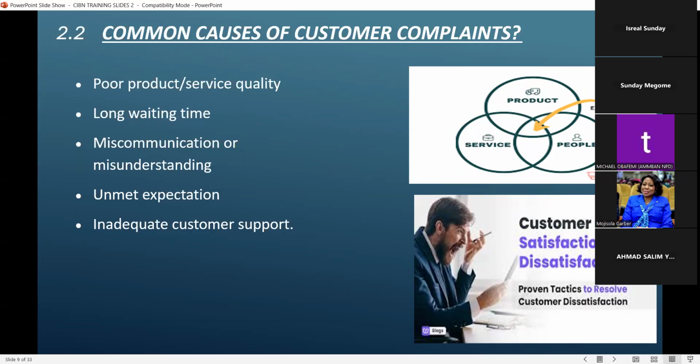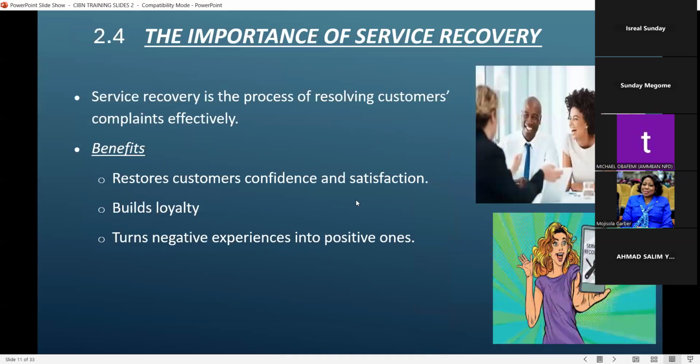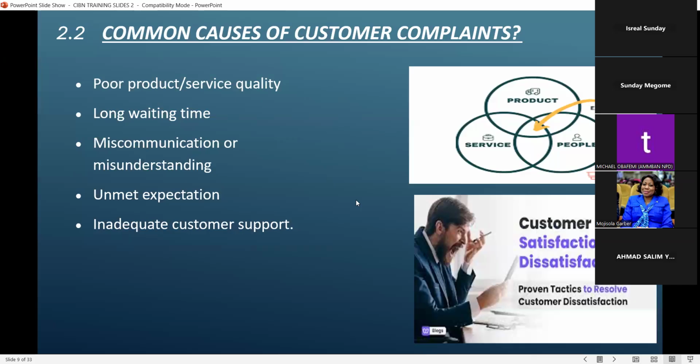And they get there at 8 o'clock, 9, and you have not opened. You have disappointed them. So when such things are not met, of course, a customer is allowed to complain. Inadequate customer support: you don't support a customer. When I say support, we are not saying dashing them money. Support by walking them through their issue and offering a solution.